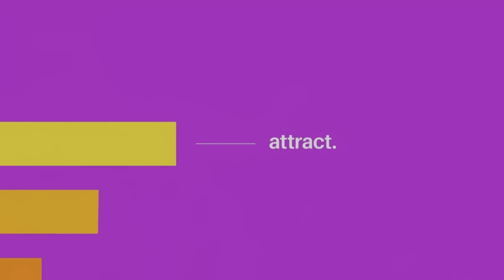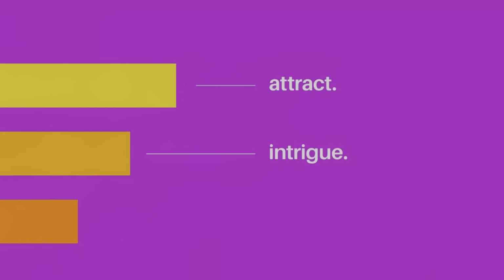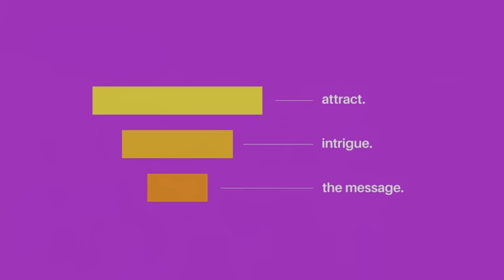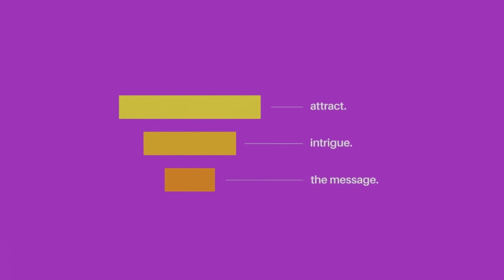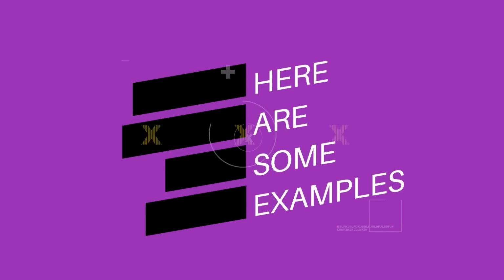So the three-stage process of marketing hierarchy is as follows: attract, which is bringing in the viewer; intrigue, which is spiking their interest; and then delivering the message. These are the 3 steps a viewer will go through when viewing an effective design, and that viewer probably won't even be aware that it's happening. But let's take a look at an example that explains this process.